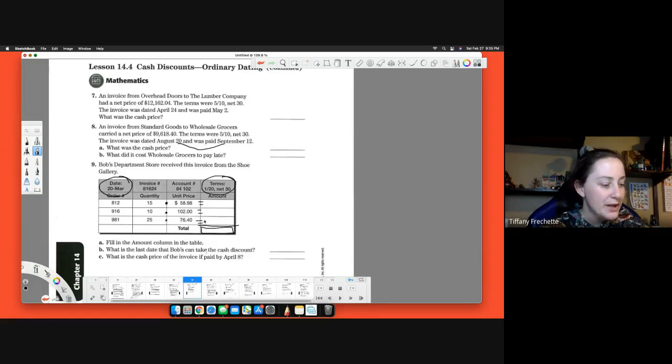So what is the cash price of the invoice if paid by April 8th? So they want you to calculate the cash discount here based on this date. So make sure it's within the discount period and then calculate the 1% discount here.